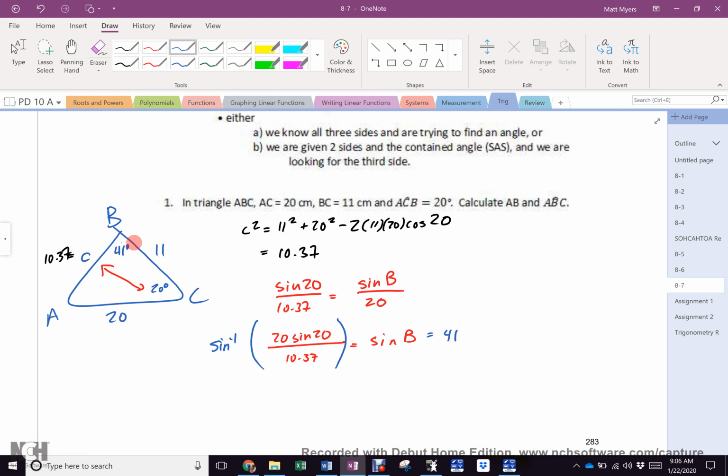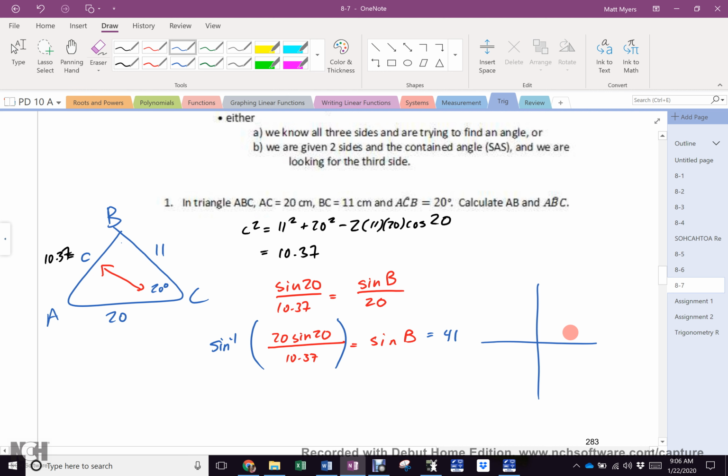No, absolutely not. We have to check it. If this is 41 and this is 20, this makes 61, yes? Which means this would be 119, yes? Isn't that the biggest side? Or biggest angle? Is it across from the biggest side? No. So even though our calculator told us it was 41, we have to check.